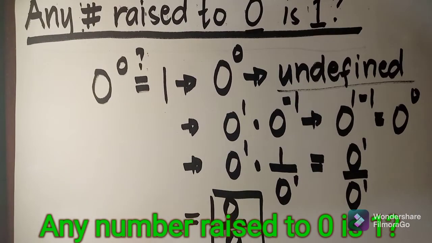Not all numbers, when you raise to 0, are actually equal to 1. It is only true for positive 1 to positive infinity and negative 1 to negative infinity. Okay? So now you know that 0 raised to 0 is not actually equal to 1, but it is undefined. Do you get that? Okay? Very good.